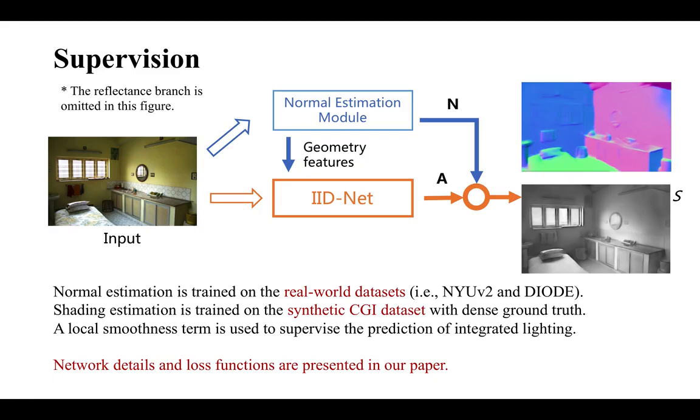Summarily, our NIID-Net learns knowledge from the available surface normal datasets and adapts this knowledge for IID via normal feature adapters and rendering. Normal estimation is trained on the real-world datasets, while shading estimation is trained on the synthetic CGI dataset. The network details and loss functions are presented in our paper.